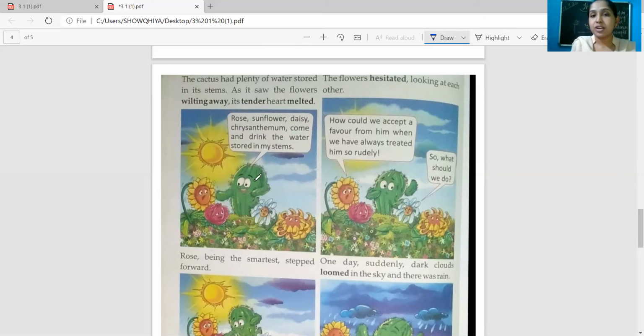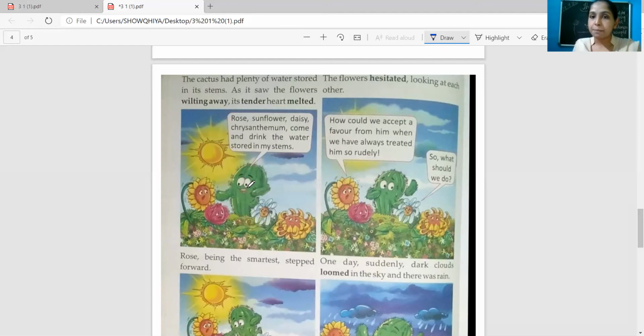So at that time, what does he say? He will give its stems to each flower. "Come, take water from my stems." So in the picture you can see the rose, daisy, and chrysanthemum: "Come and drink the water stored in my stems." It asks the flowers to come and drink the water from it.